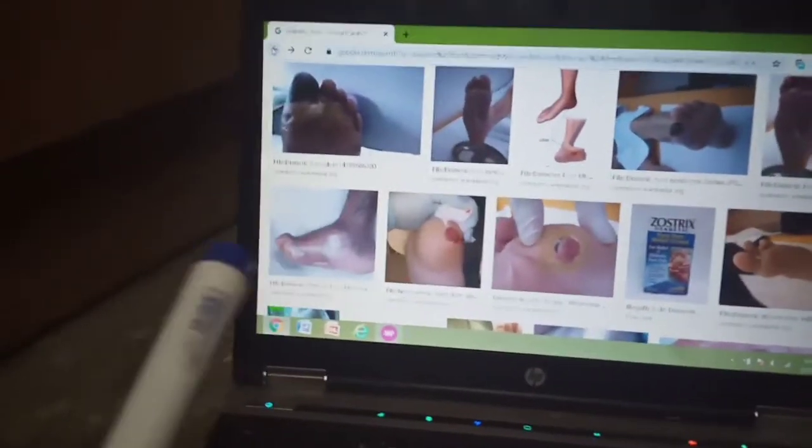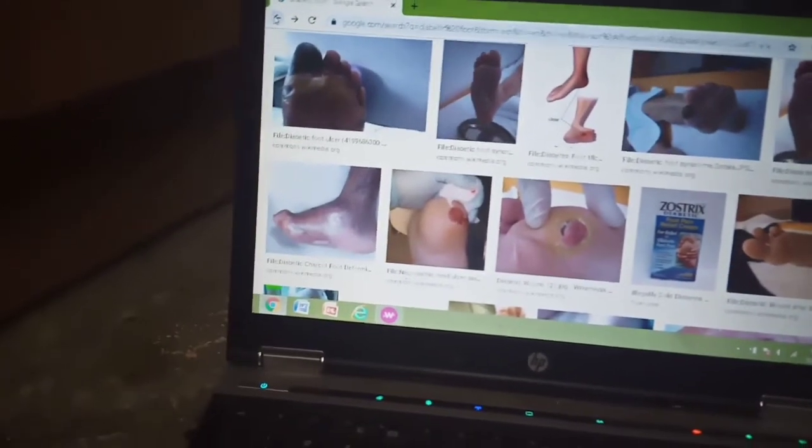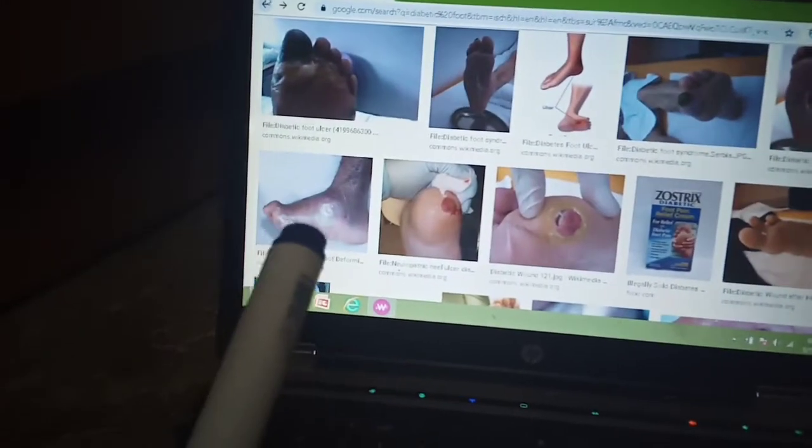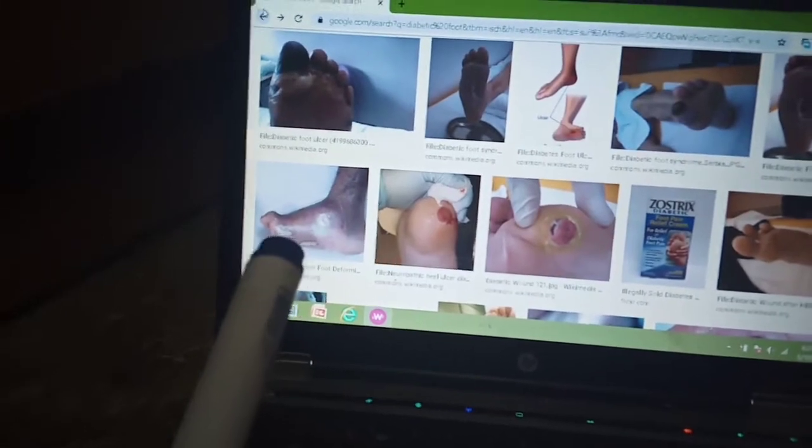This is like that. Here the foot shape has changed. Why? Due to motor neuropathy. Look at this, the foot shape change.